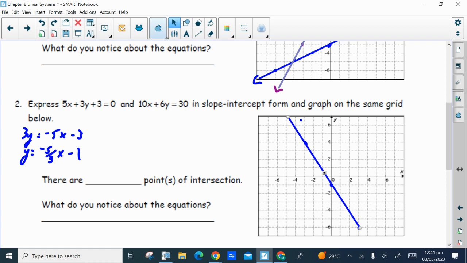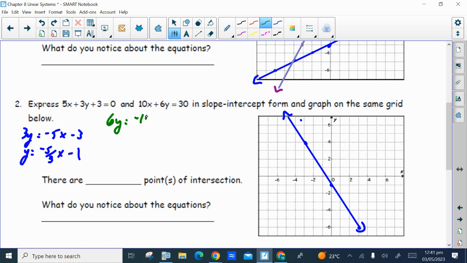Okay, there we go. So there's that line. What do we do for the second line, Keen? What next? 10x plus 6y equals 30. What do we do? 10? No, 10x.